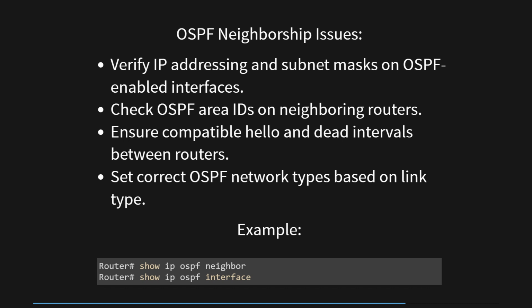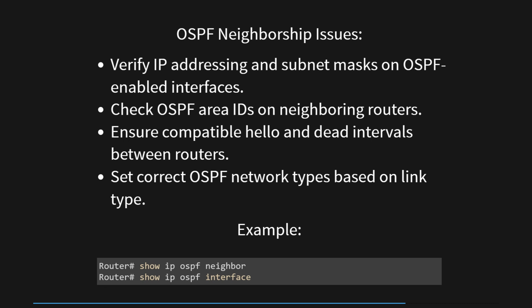Firstly, it is crucial to ensure that IP addressing and subnet masks are accurately configured on all OSPF-enabled interfaces, allowing routers to communicate within the same network segment. Secondly, verifying that OSPF area IDs match on neighboring routers is essential, as OSPF adjacency is limited to routers within the same area. Thirdly, the hello and dead intervals between routers should be compatible to allow them to recognize each other as neighbors. Lastly, the OSPF network types, for example broadcast or point-to-point, must be appropriately configured based on the specific link type to ensure the OSPF packets are sent correctly.